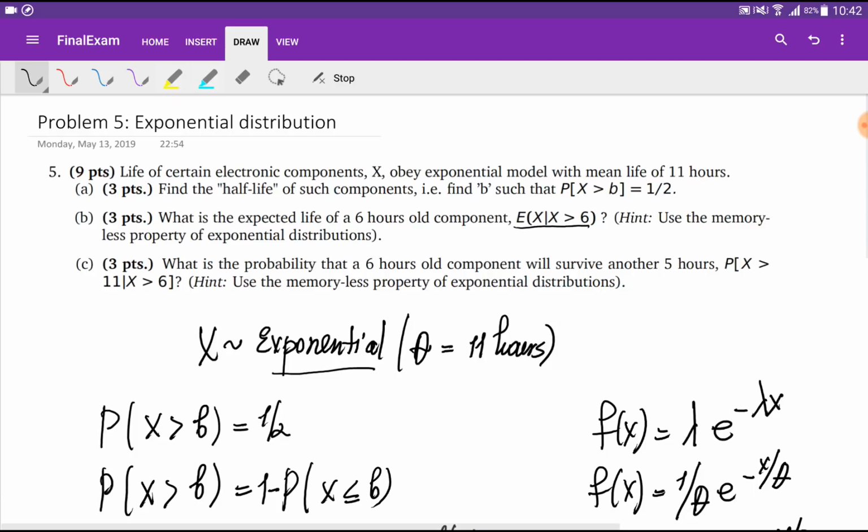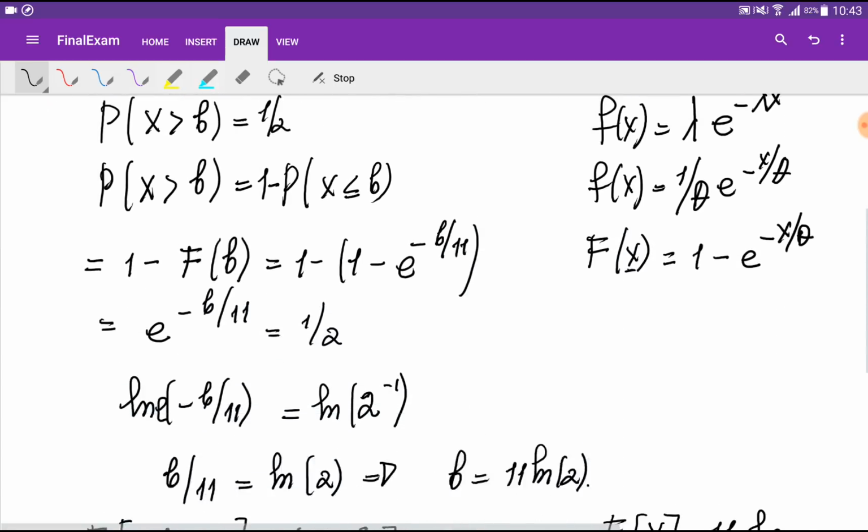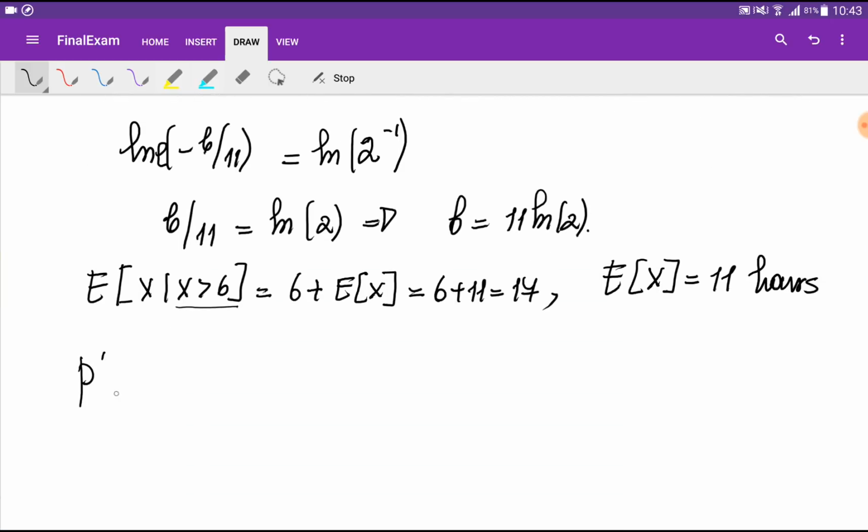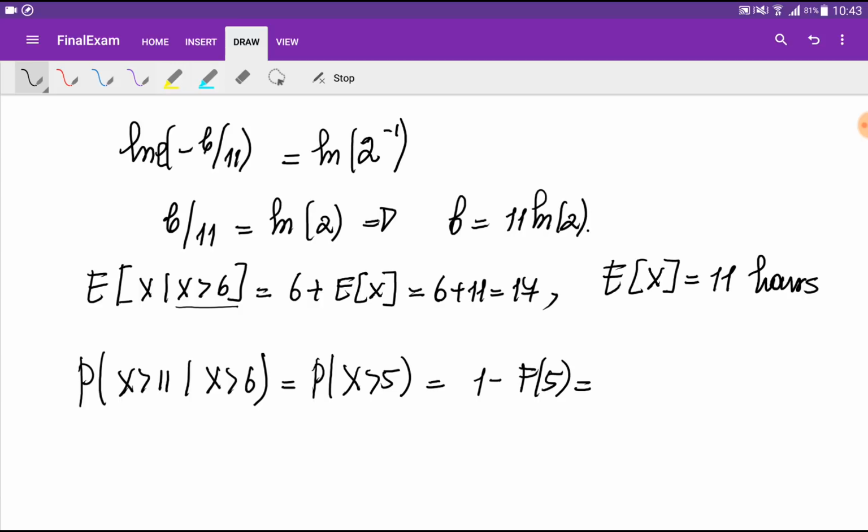And the last problem is, find the probability that a 6-hour old component will survive another 5 hours. Basically, find the probability that x is more than 11, given that x is more than 6. Just using the memoryless property, this is equal to the probability that x is more than 5, or simply 1 minus F of 5, which is equal to 1 minus the quantity 1 minus e to the power of minus 5 over 11, or simply e to the power of minus 5 over 11.